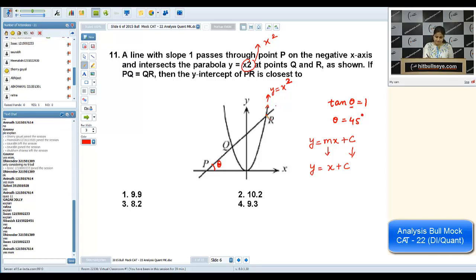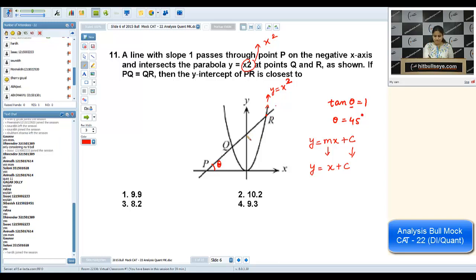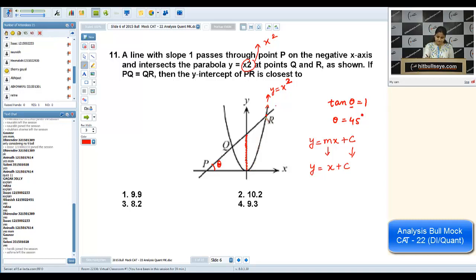Okay. So what is the question asked actually? It is asked that the y-intercept of PR. Y-intercept of PR is this thing. We want to calculate this thing. This is called y-intercept. The line is intersecting the y-axis. We want to find the length of the y-intercept. Okay, we'll draw the perpendicular now.